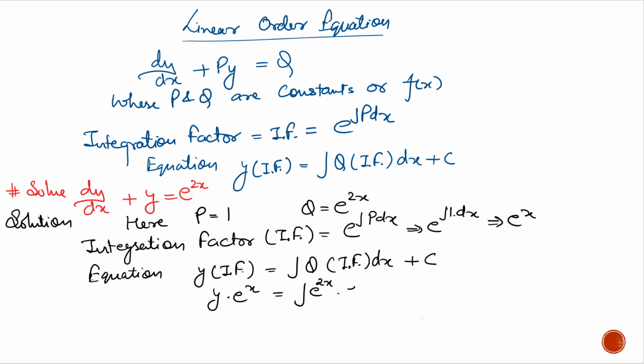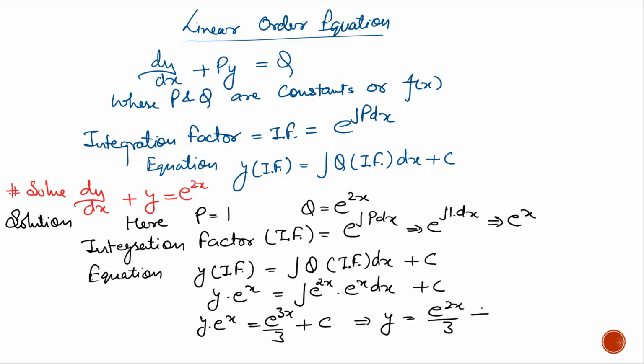The integration factor is e raised to power x and Q is e raised to power 2x. After solving, we'll get y into e raised to power x equals e to power 3x upon 3 plus c, and by further simplification we'll get y equals e raised to power 2x upon 3 plus c into e raised to power minus x.